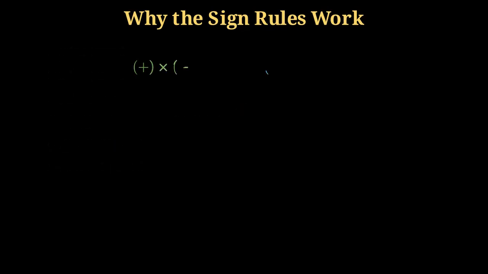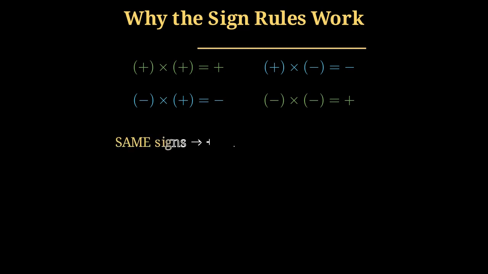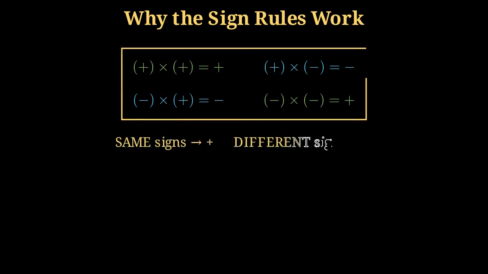Here are all 4 sign rules together. Positive times positive, positive. Positive times negative, negative. Negative times positive, negative. And negative times negative, positive. Or, in one line, same signs give a positive, different signs give a negative. Multiply the sizes, then apply this.